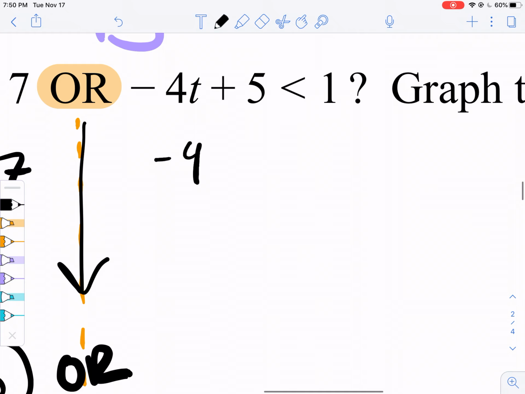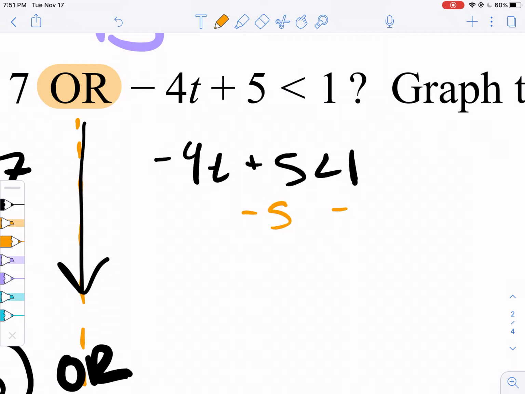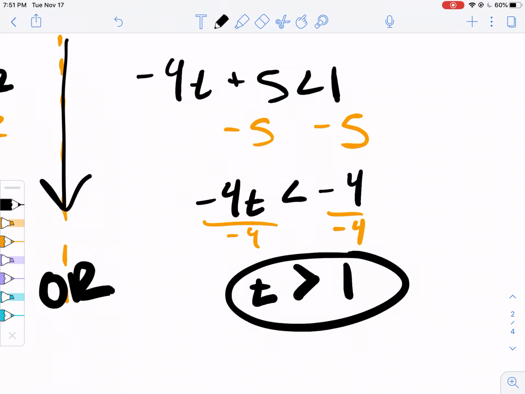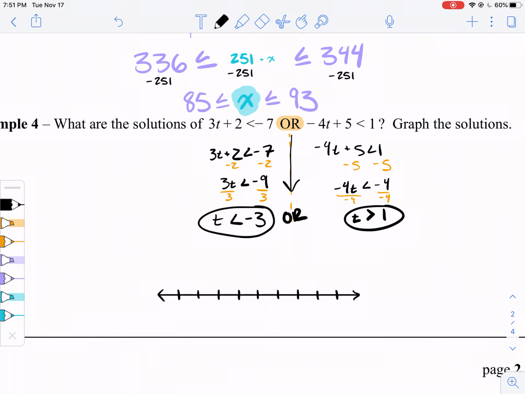And then to solve this one, negative 4t plus 5 is less than 1. We need to subtract 5 from both sides, giving us negative 4t is less than negative 4. Then we divide by negative 4 on both sides, giving us t is greater than 1. So either t is less than negative 3 or t is greater than 1.